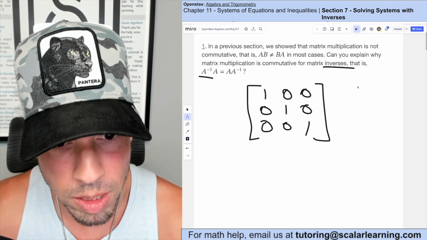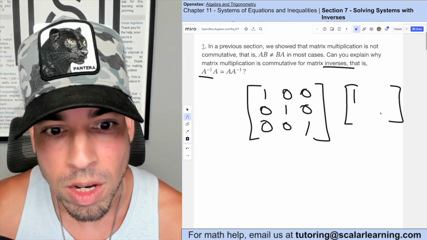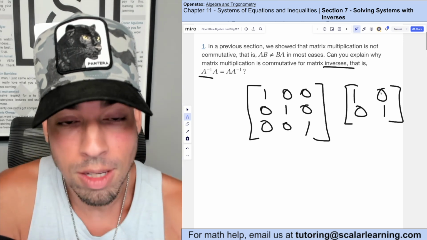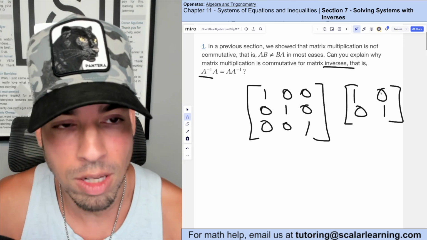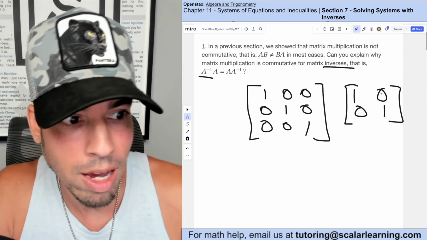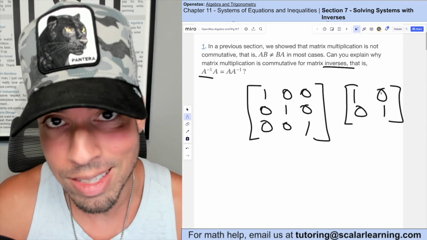This is for a 3 by 3. For a 2 by 2, the product would be this. But that's really the gist of it. It just happens to be the case for an inverse and the original matrix, no matter which way you multiply them, you're going to end up with the identity matrix if they are indeed inverses.